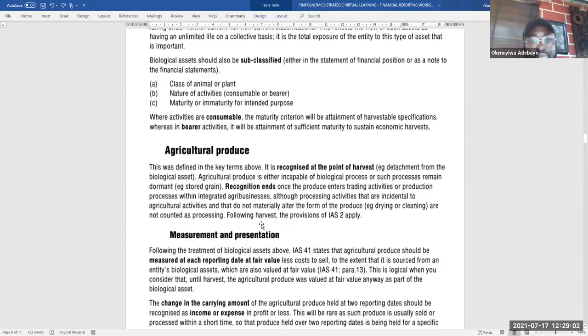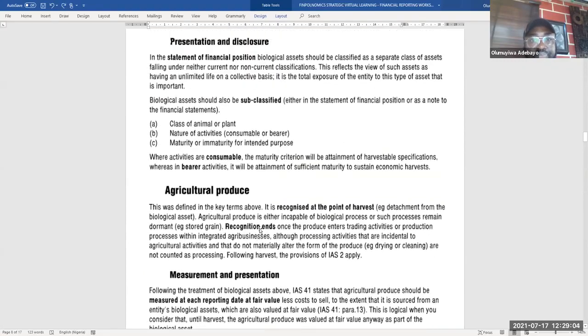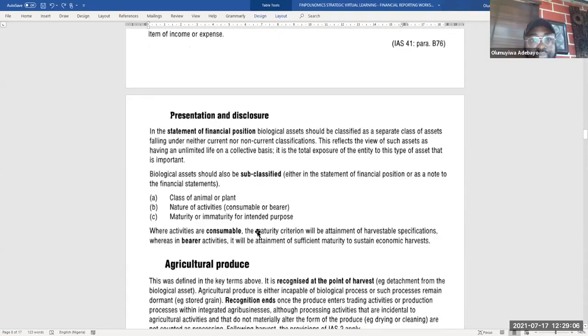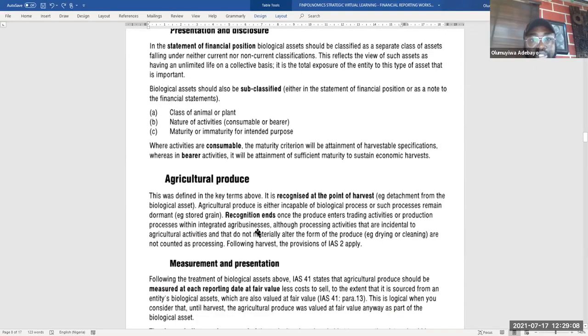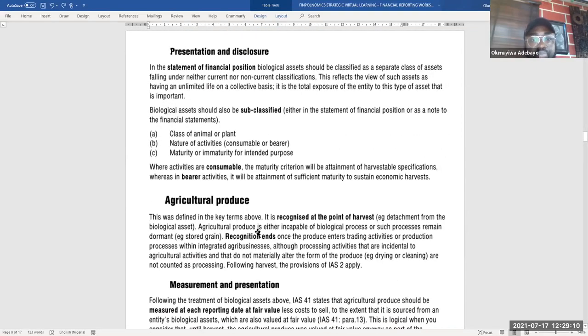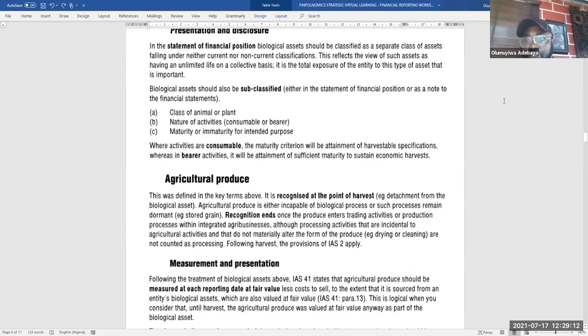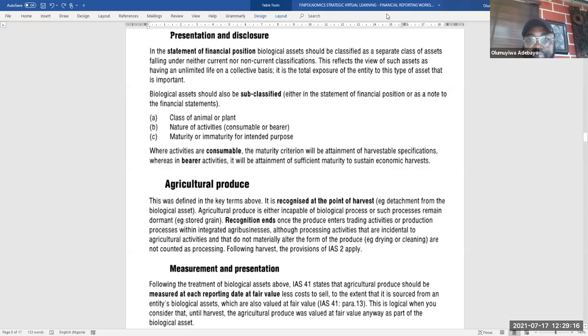Okay, now let's get to presentation. Can somebody take us through how you present and disclose biological assets in your financial statements?